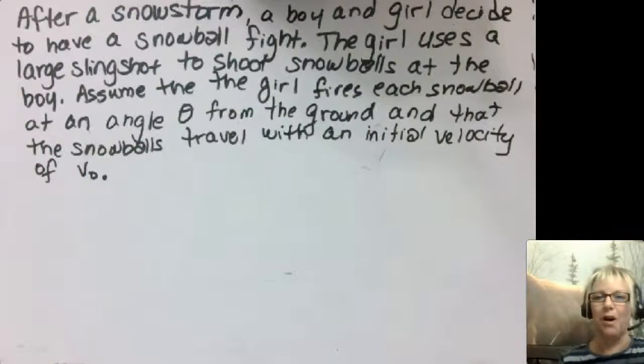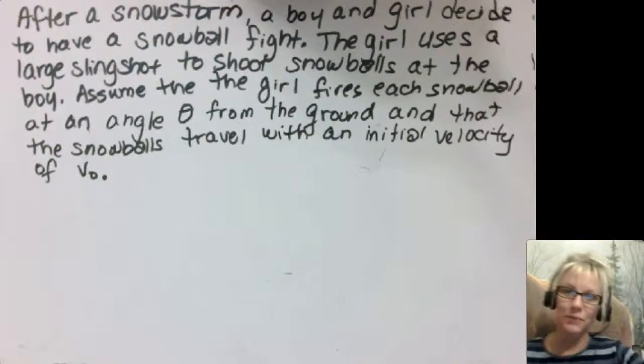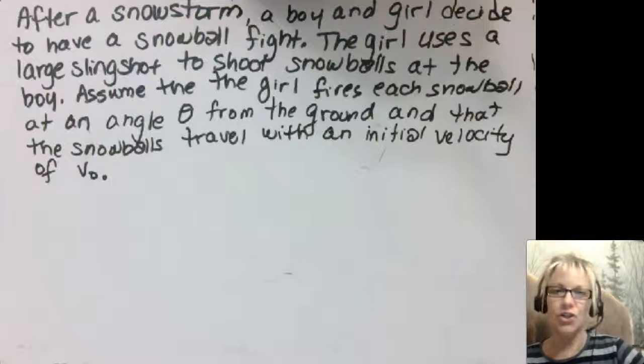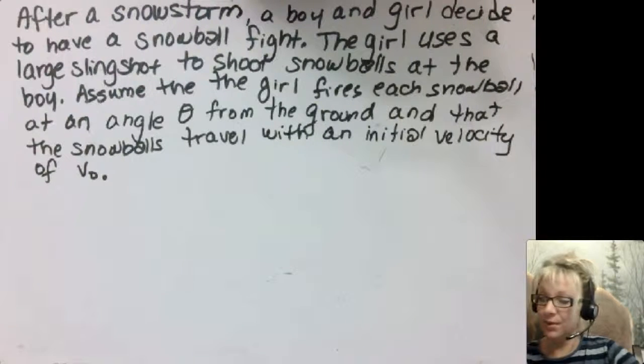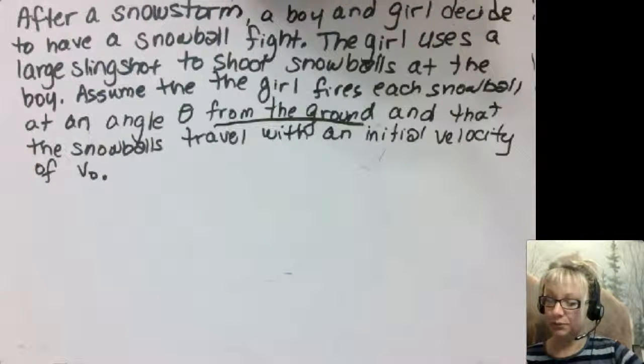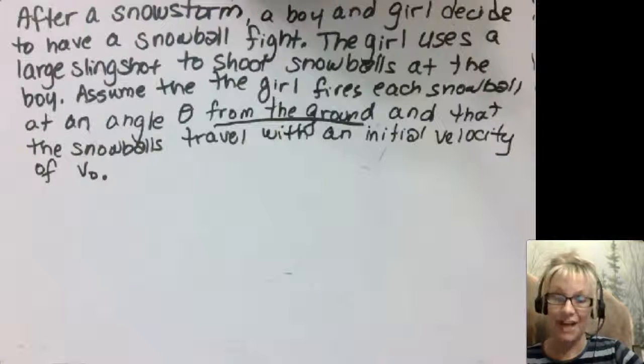All right, so here's our problem. After a snowstorm, a boy and girl decide to have a snowball fight. The girl uses a large slingshot to shoot snowballs at the boy. Now assume that the girl fires each snowball at an angle from the ground and the snowballs travel with an initial velocity of v naught.